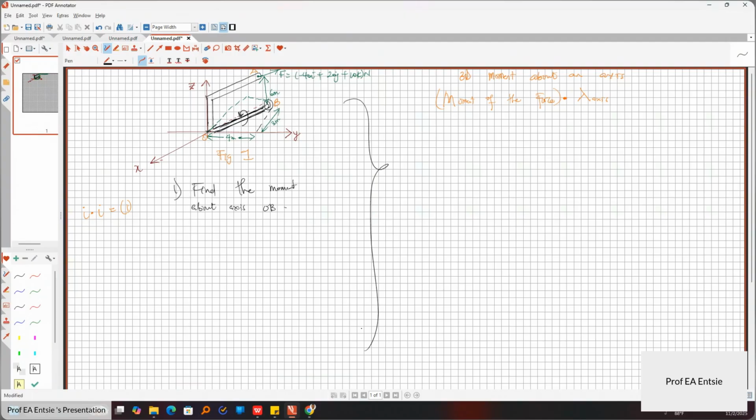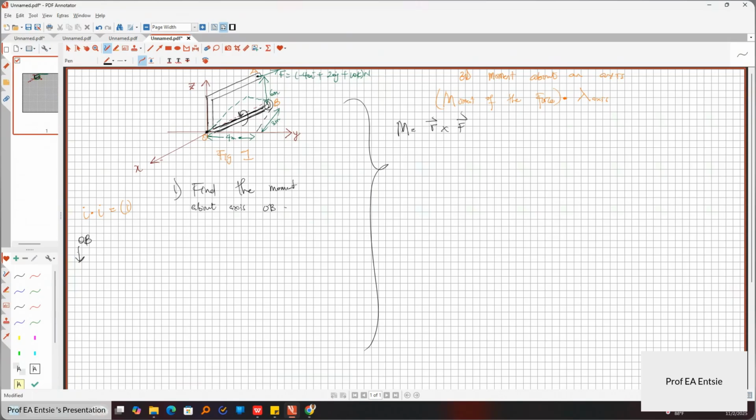You know how to find that, right? Moment of a force is position vector multiplied by the force vector. That's r cross F. So moment is given by r cross F. What is r? r is the position vector, whose tail must be where we are interested. So we are interested in axis OB. So you start from O, then you end at where the force is.